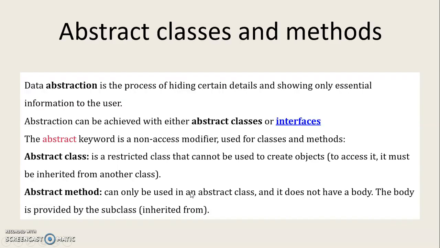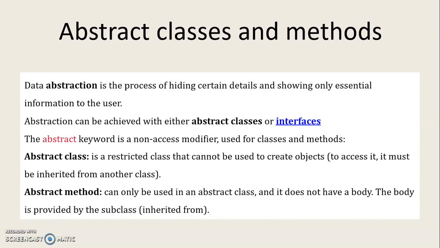What we mean by data abstraction is that it is a process of hiding certain details and showing only relevant information to the user. That means this feature makes the programmer more flexible while implementing Java code. This is possible by defining abstract classes, abstract methods, and abstract interfaces.